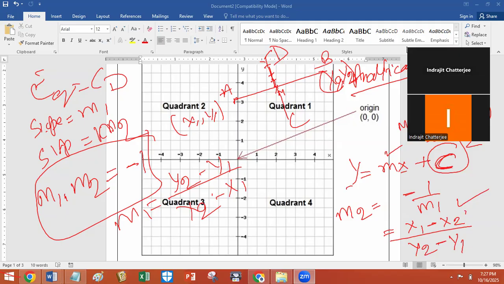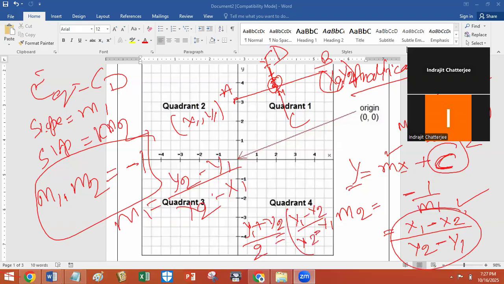The hint over here is that this line CD also passes through the midpoint M. And you know that M is x1 plus x2 by 2 and y1 plus y2 by 2. So for y, you represent it by y1 plus y2 by 2, which is equal to the slope we have found, x1 minus x2 over y2 minus y1, times x. And what is x? x is nothing but x1 plus x2 divided by 2, right?